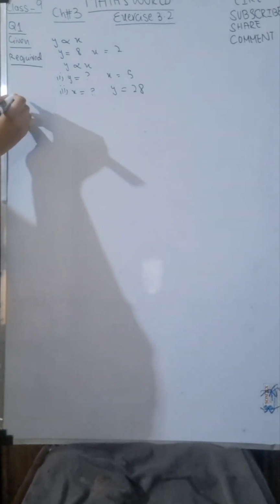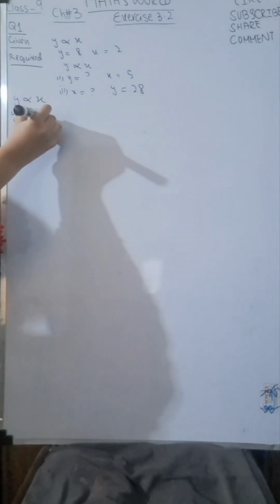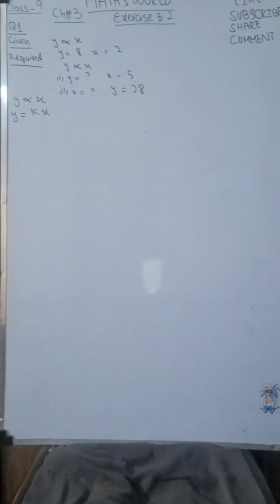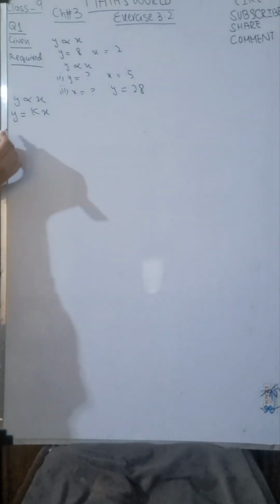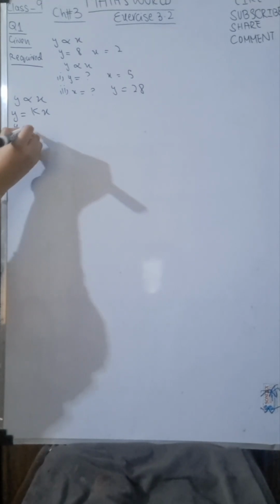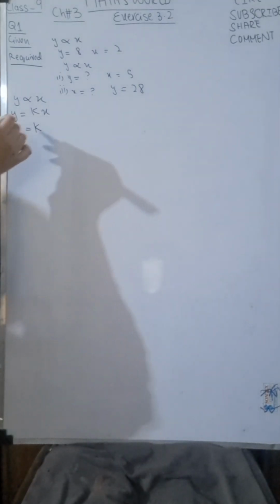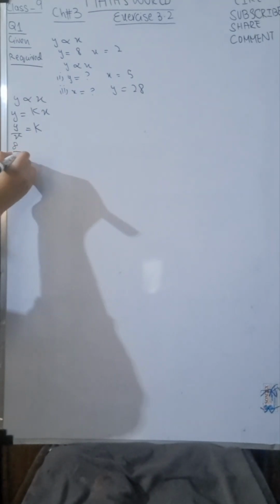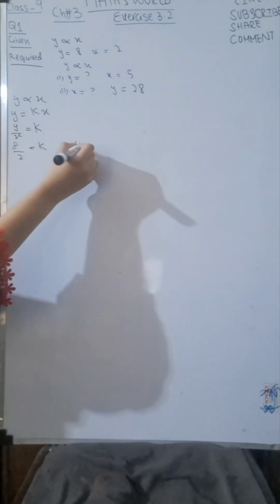So let's start the question. Firstly, you will write here y proportional to x, and y is equal to kx. Then you write y over x equals k. You're going to find the value of k. So you will put the values: 8 by 2 equals k. So you will get 4 is equal to k.